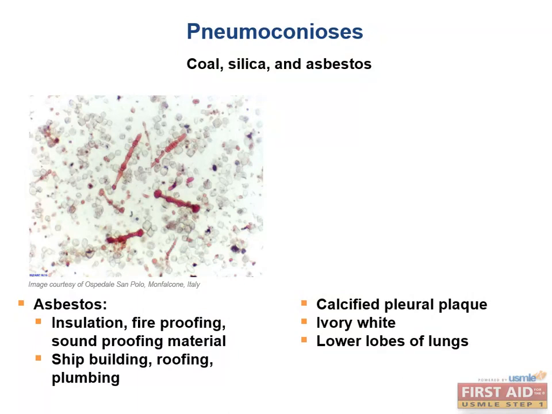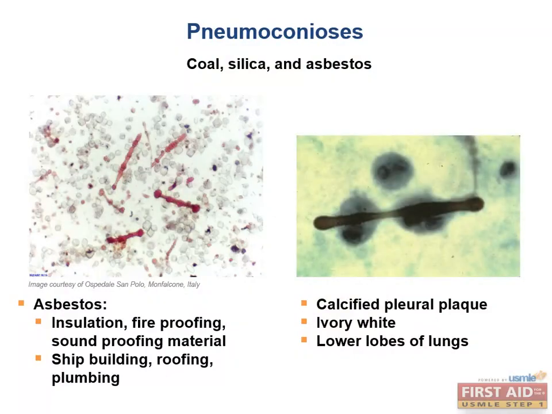Now, unlike the other pneumoconioses that we will discuss, asbestosis typically affects the lower lobes of the lung. As seen here, the asbestos bodies, or the ferruginous bodies, are basically asbestos fibers that develop a ferritin protein coat with a dumbbell or beaded appearance.